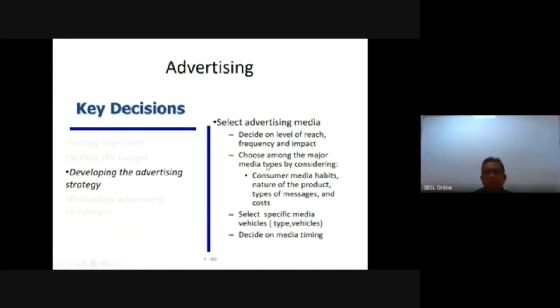Select advertising media. Decide on level of reach, frequency, and impact. Choose among the major media types, considering consumer media habits. Select specific media vehicles. Decide on media timing. When you select a channel, if you want to reach a national level audience, you go for a national TV channel. But if you want to gather some specific crowd, you may use a local channel or a channel more popular on the western side. So it depends on your audience and the reach.